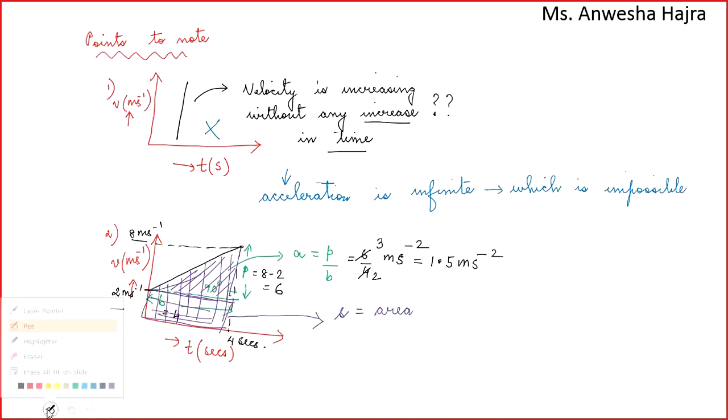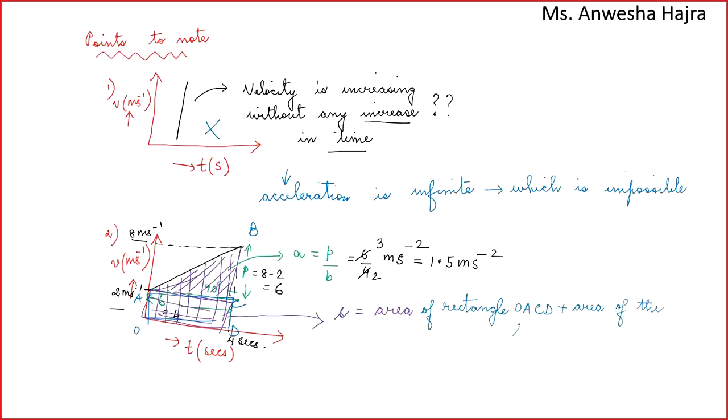Let me name it for your ease, taking blue color, O, A, B, C, D. It is the area of rectangle OACD, plus the area of the triangle ABC.